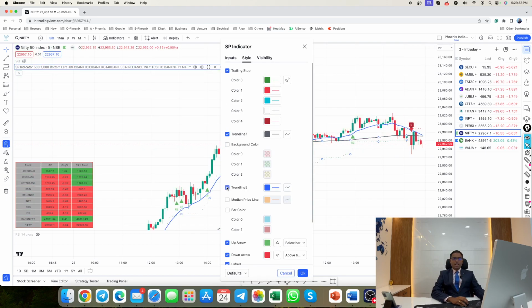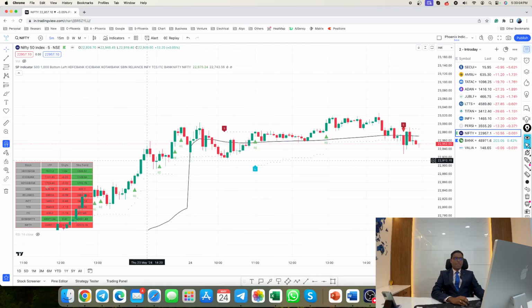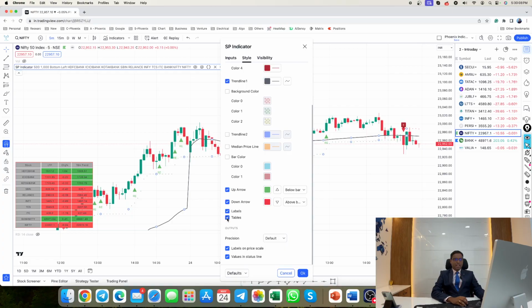There's trend line 1 and trend line 2. Two trend lines are there. Let me explain with trend line 1 first. Now this is a table. I'll explain the table later. So as of now, I'll disable the table as well.